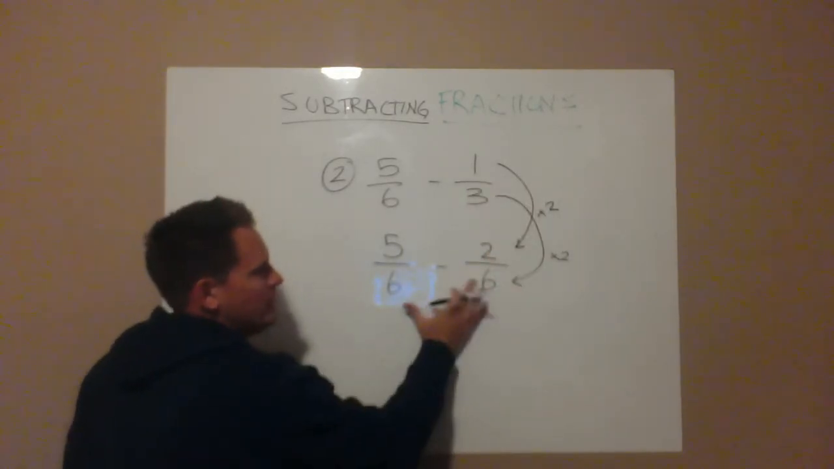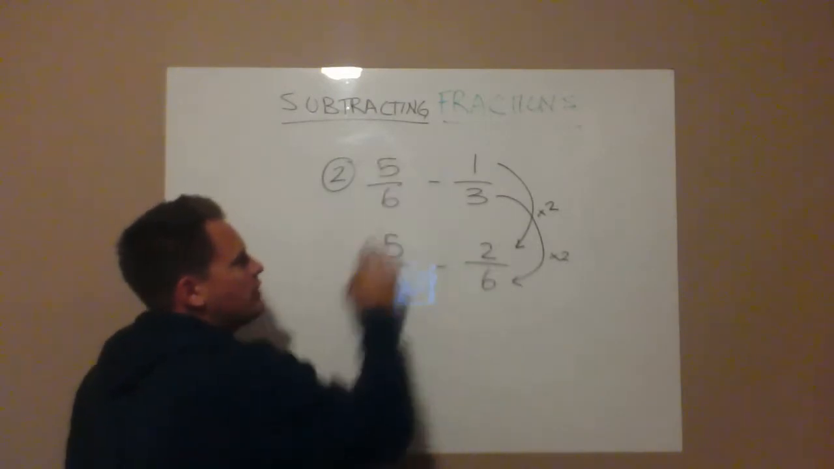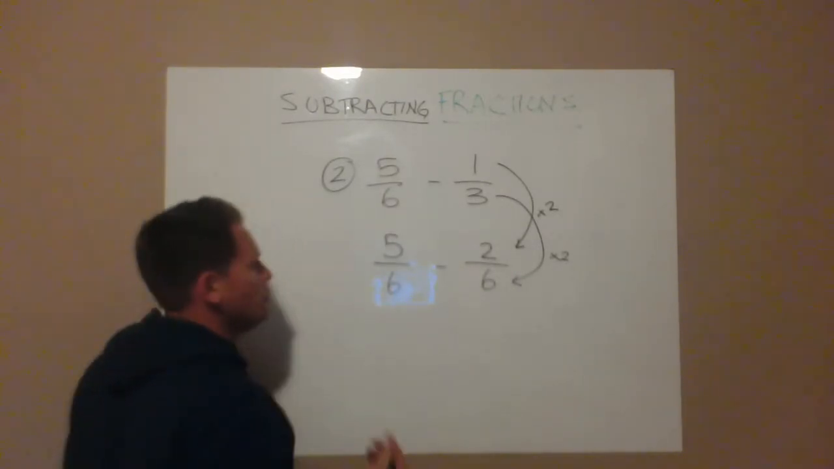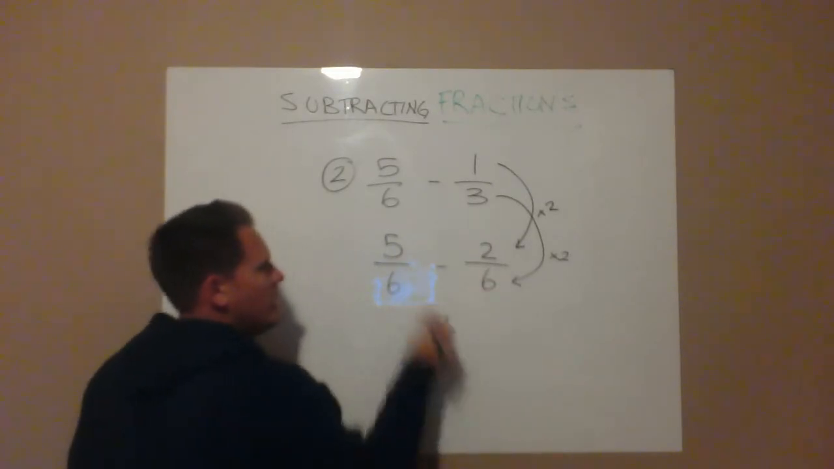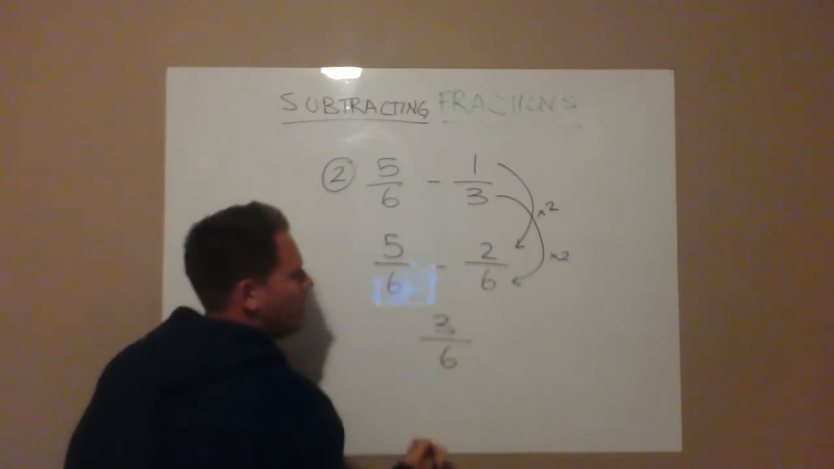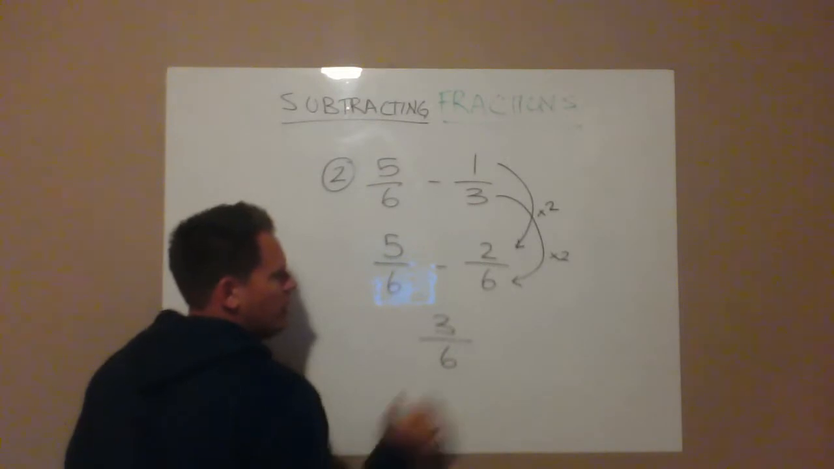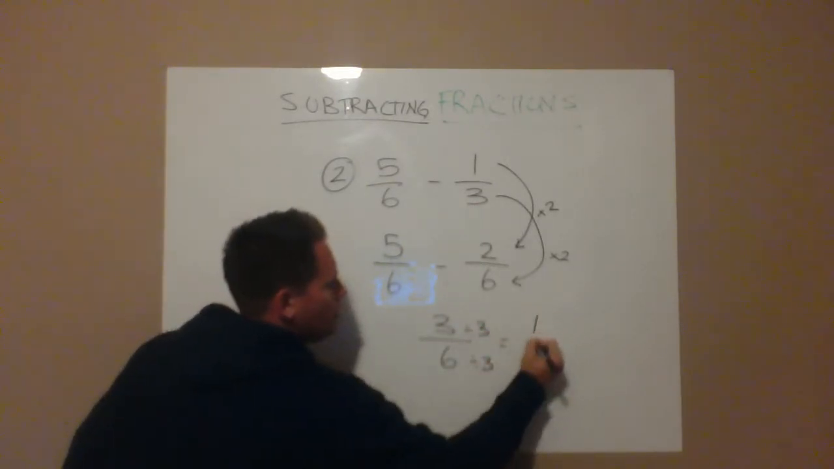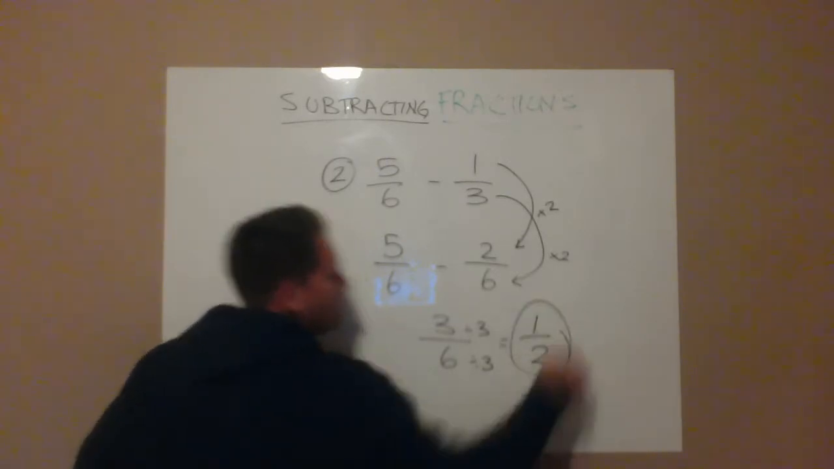Now that I have my common denominators with my equivalent fractions, I'm able to move on to step 3, which says to subtract the numerators. 5 minus 2 is 3. Keep the same denominator and simplify. Both numbers, a 3 can be taken out. We're left with 1/2.